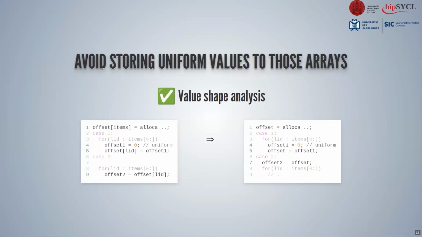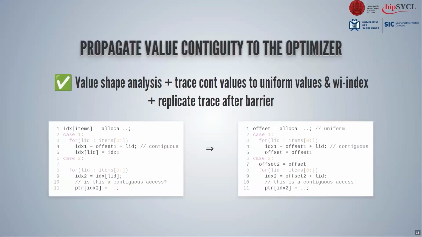Another thing that's quite important for performance is that we retain contiguity information. Contiguity information means here we have again a uniform value offset 1. And if we add the local ID to it, this index 1 value will always be contiguous for all the work items. So for work item 0, it will be offset plus 0, and for work item 1, it will be offset plus 1. In theory, we will want this memory access down here to be vectorizable, because the index 2 should be a contiguous value.